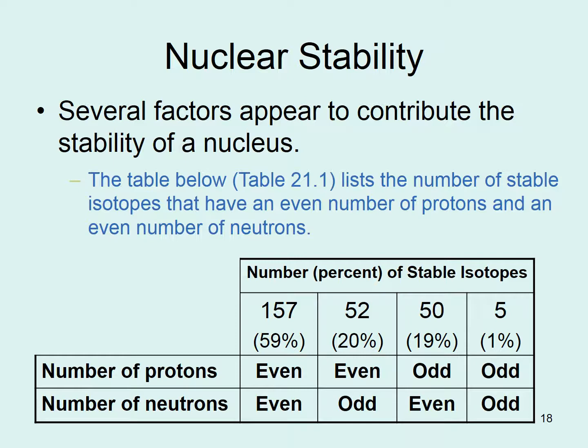This is not anything you have to remember, but it just shows how many stable isotopes have an even number of protons and an even number of neutrons. 59% of all the stable isotopes that are present on Earth have an even number of protons and an even number of neutrons. So odd is kind of not as common. Another 20% have an even number of protons but an odd number of neutrons. Only 19% have an odd number of protons and an even number of neutrons, and then only about 1% have an odd number of protons and an odd number of neutrons. So that's just kind of interesting.